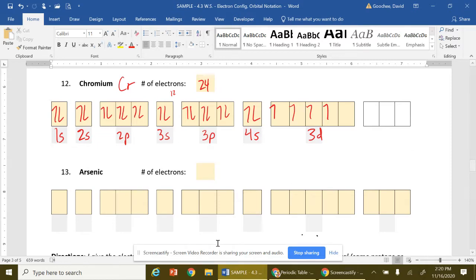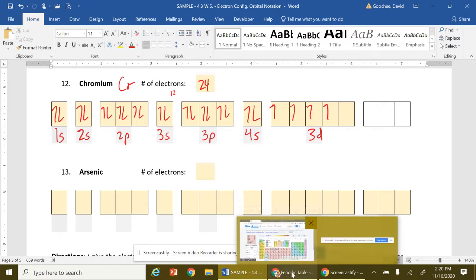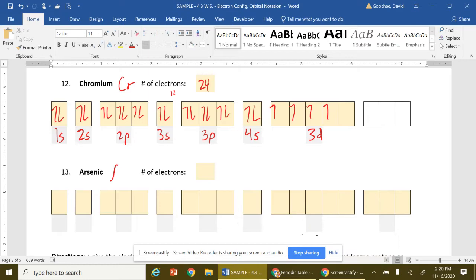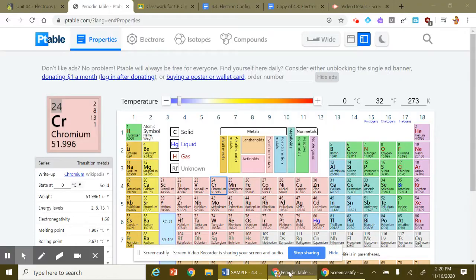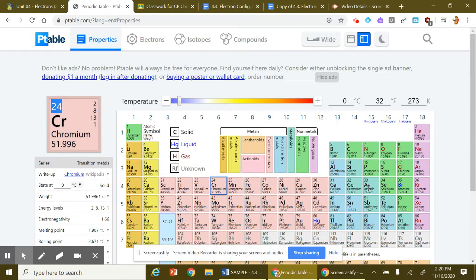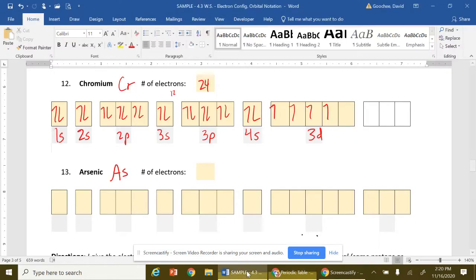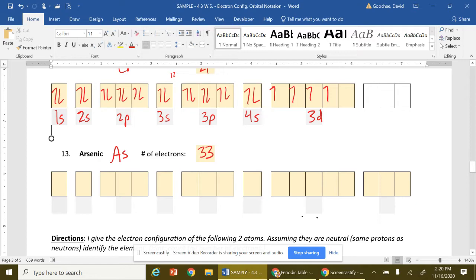Continuing onward. Number 13 is arsenic. So let's find arsenic. Arsenic is element As, because it's poison and will kill you. Let's figure out how many electrons arsenic has. Boom! 33 electrons. Geez, I'm probably going to have to fill this thing out.